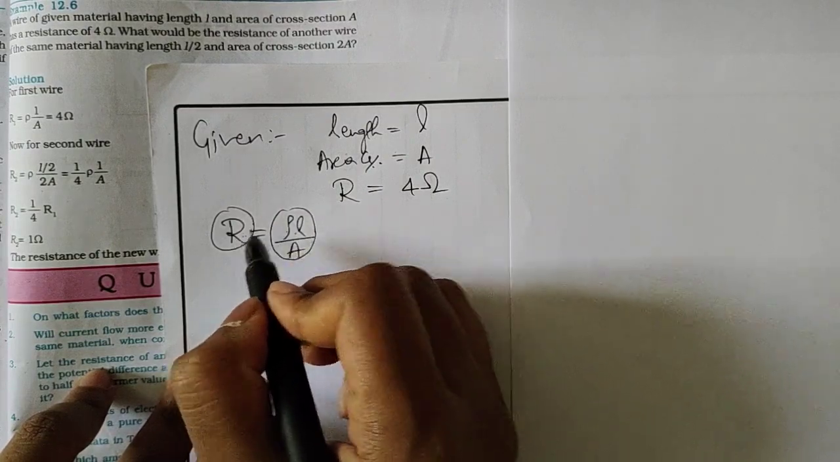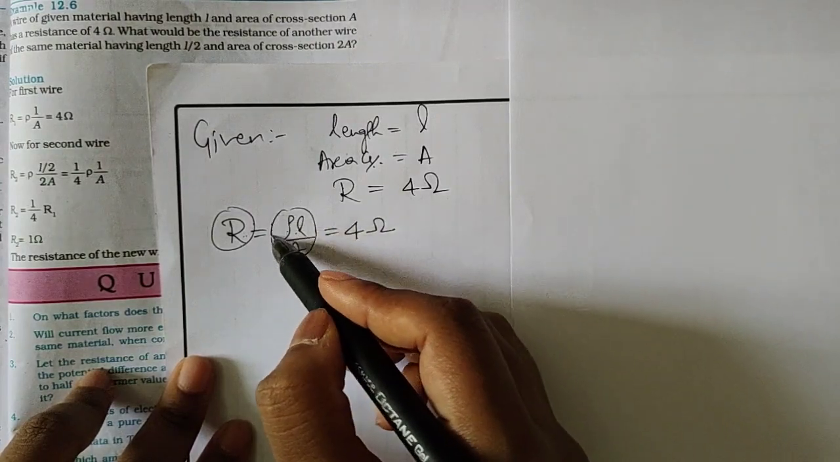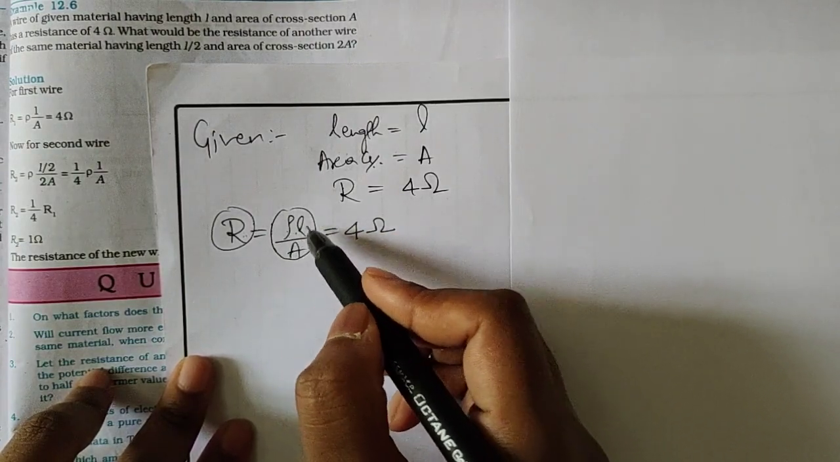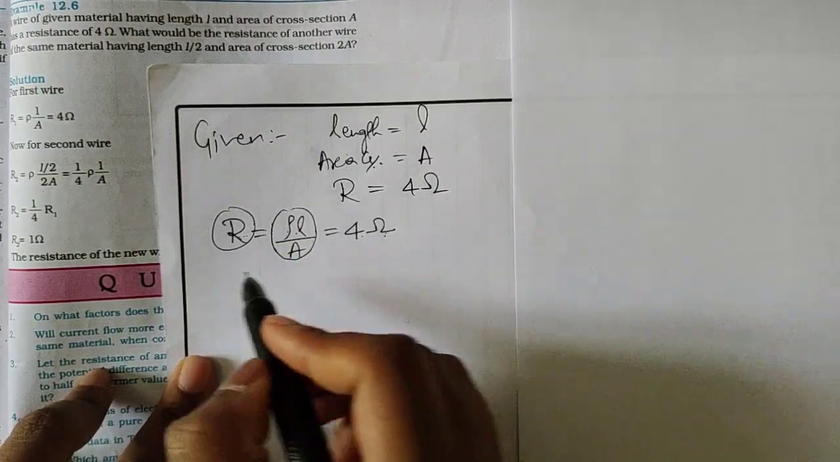We got a value R, so that is nothing but 4 ohm. Clear? That means after the calculation and modification, what they got is resistance of 4 ohm. So this is the first part.